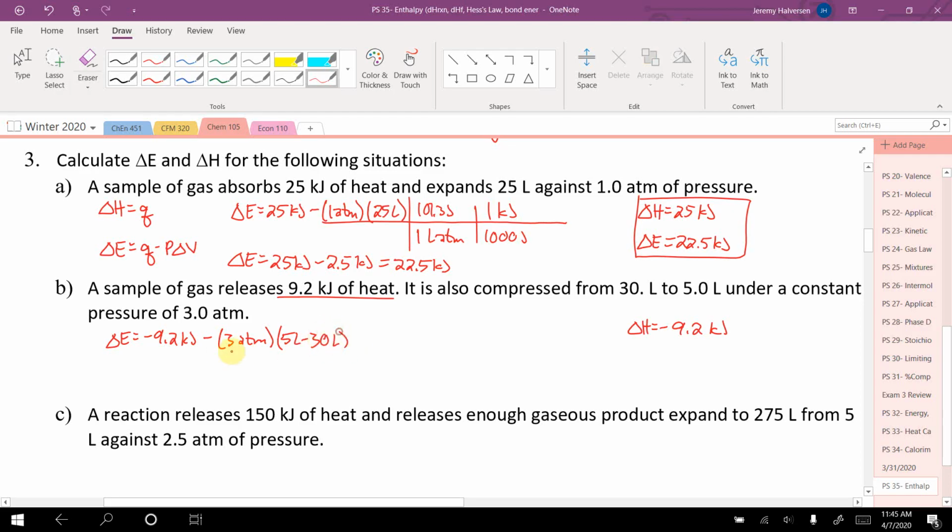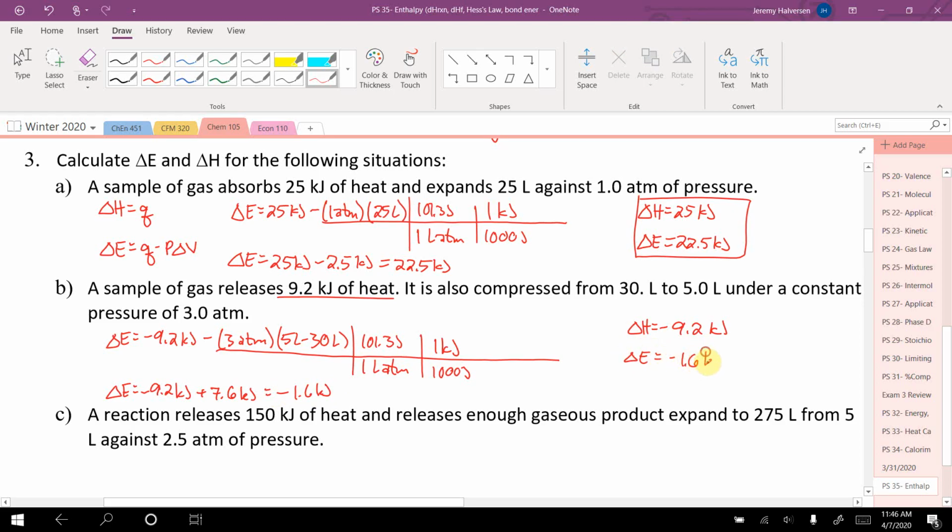Again, the units are going to be messed up, so I'm going to change this to kilojoules, just like I did in the last one. And I get change in energy is going to be negative 9.2 kilojoules plus 7.6 kilojoules, which leaves me with negative 1.6. Hopefully you're starting to notice this pattern.